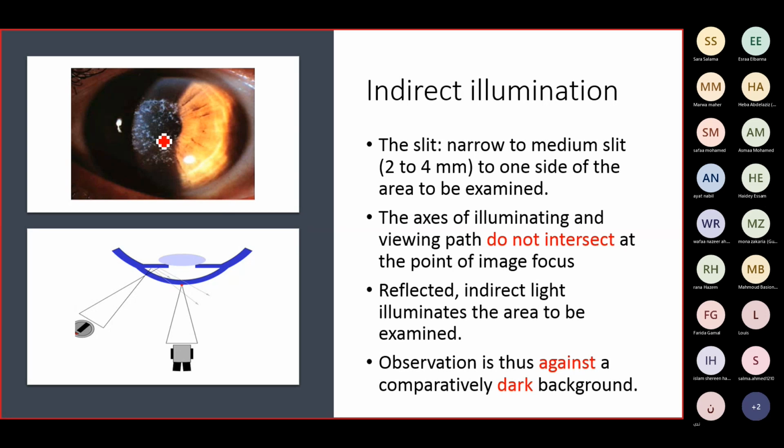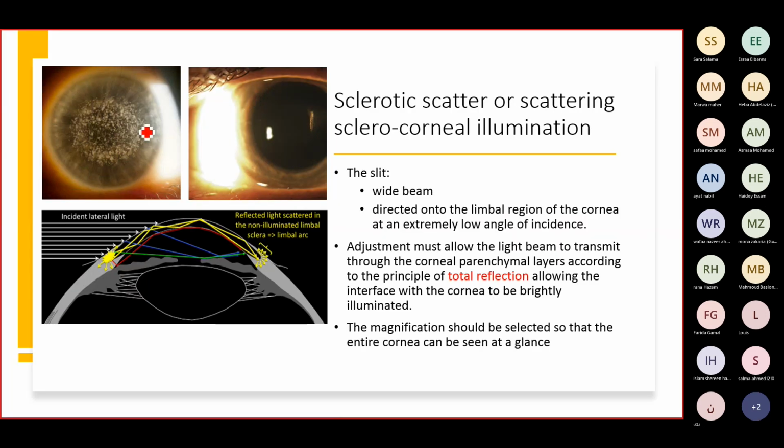Okay? Then we have another thing called the sclerotic scatter. For example, in patients with corneal dystrophies, for example, a macular dystrophy or a granular dystrophy, what you want to do is to bring the light obliquely at the edge of the limbus here, and then the light will, by total internal reflection, pass inside the corneal substance, and if there is a corneal opacity, it will be reflected, and you'll be able to see the opacity clearer.